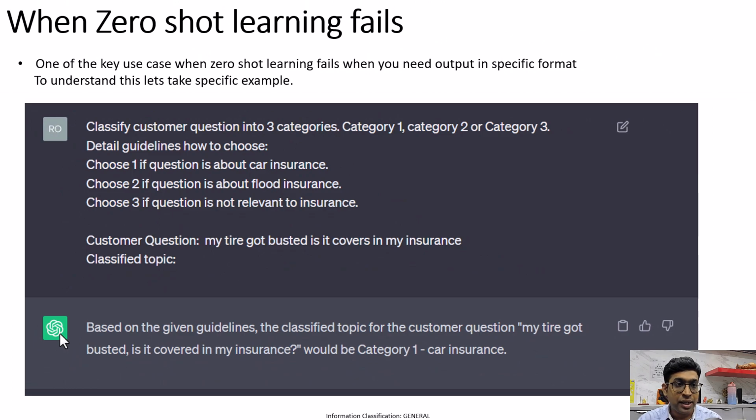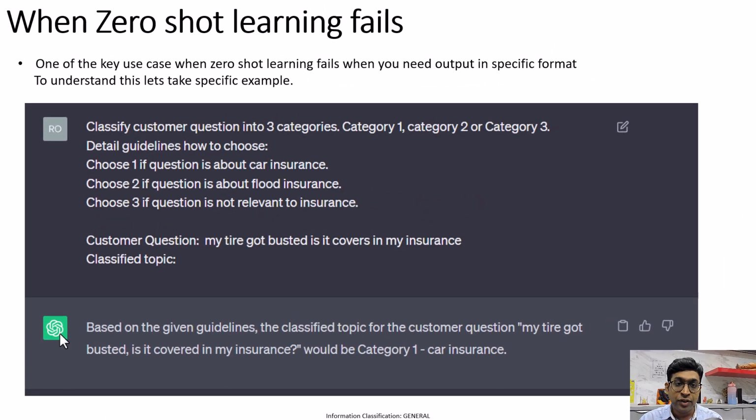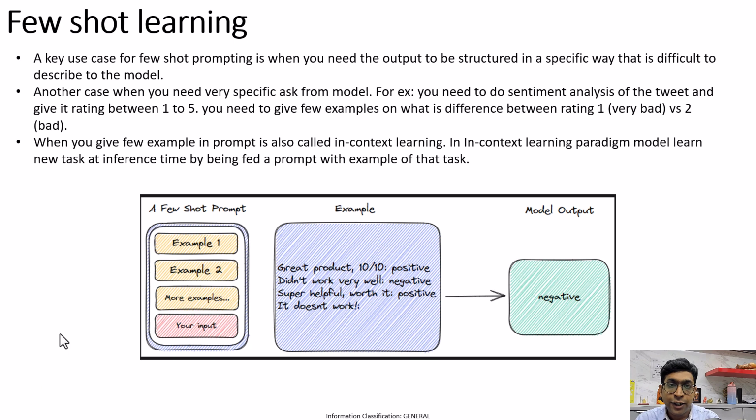Now, in this case, the model does give correct answer, but as you can see that we have got lot more information with the answer than we would have expected. This answer cannot be ingested by a downstream process. Let's look at some of these reasons where we should use a different kind of technique than zero shot. Let's understand where zero shot learning fails. Here are two cases when a zero shot learning fails.